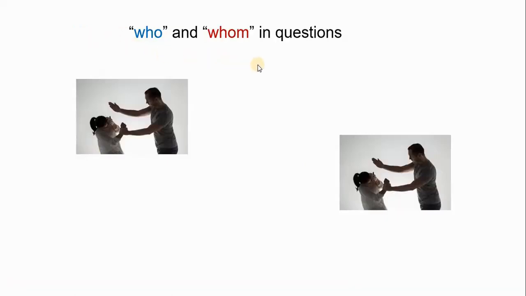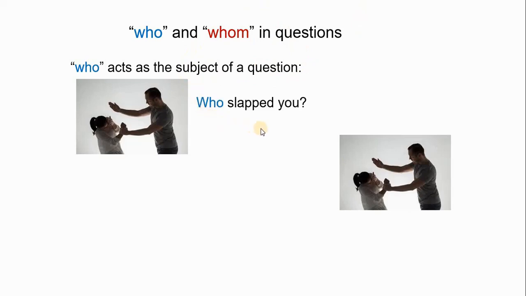Who and whom in questions. So, who acts as the subject of the question. Example, who slapped you? So, who is the subject, slapped is the verb, and you is the object. Alright? Easy. Now, whom acts as the object of a question. It is the object. Alright?